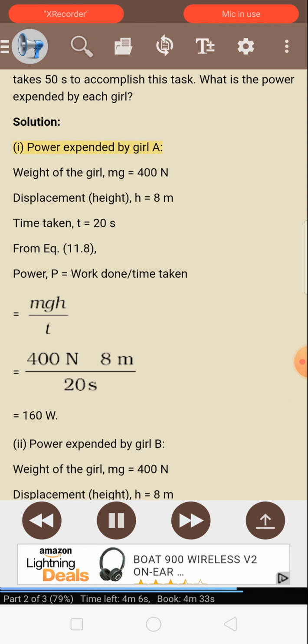Solution. I. Power expended by girl A. Weight of the girl, mg equals 400 N. Displacement, height, h equals 8 meters. Time taken, t equals 20 s. From Eq. 11.8, power, P equals work done divided by time taken, equals 160 W.